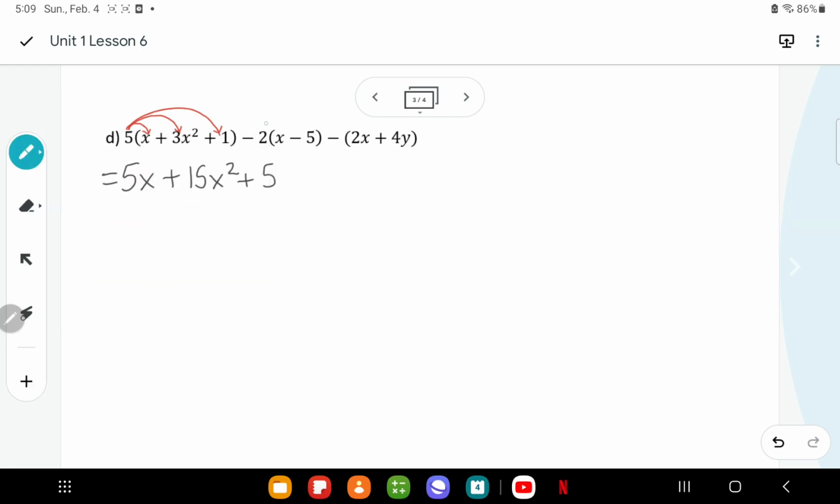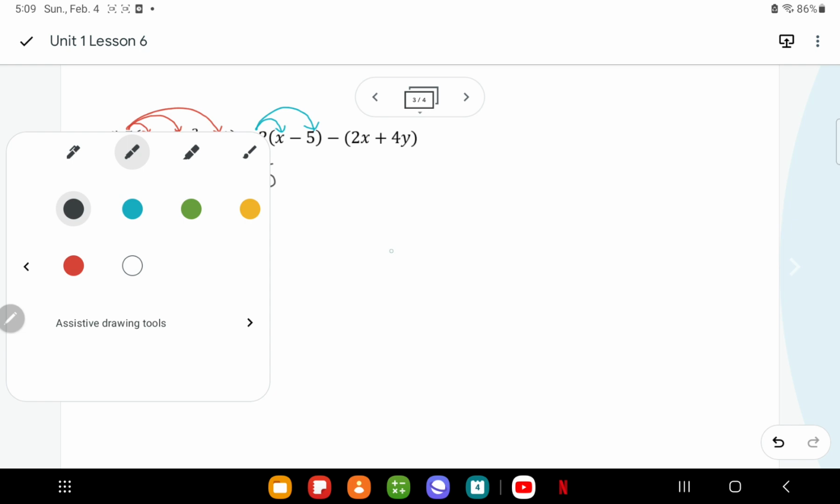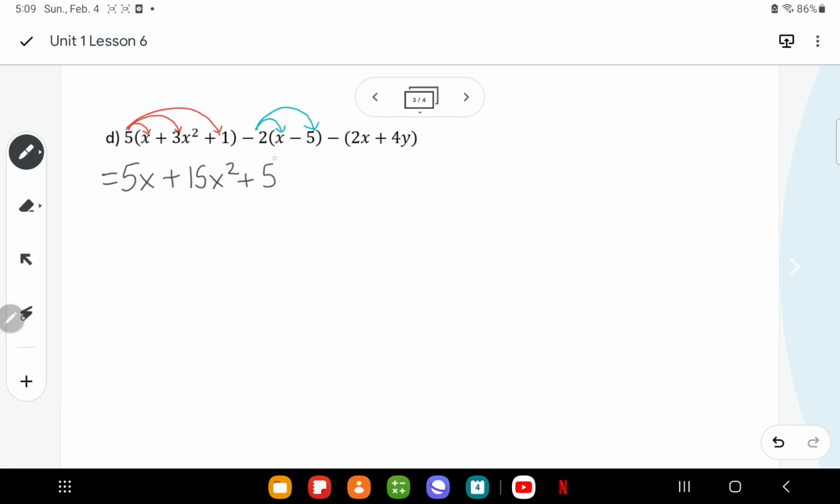Now, the next bracket has a negative 2 out front, so we're going to multiply this negative 2 into the x and the negative 5. So negative 2 times x is minus 2x, and negative 2 times negative 5 is plus 10.